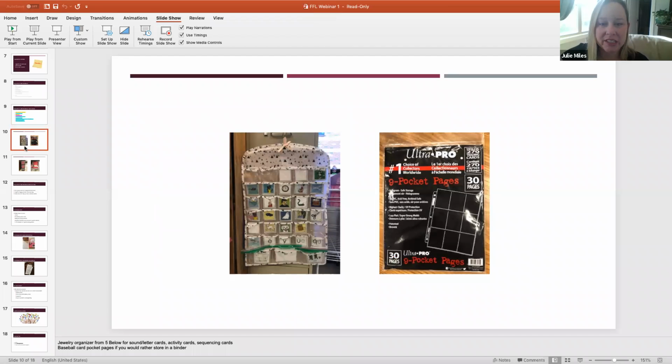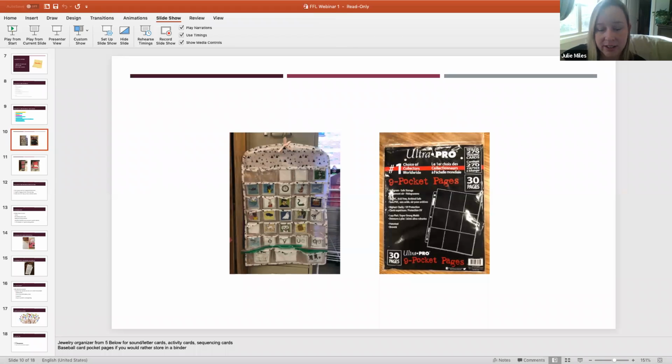Okay, so this is the slide I was talking about. On the left-hand side, there is a picture of the item that I bought at Five Below, and it's a jewelry organizer. It's a hanging one, which is nice because, as you can see, I have it hanging on a file cabinet handle for easy access. All of the sound and letter tile cards fit perfectly in each of those spots. And then down at the bottom left, I'd put my activity cards, my everyday vocabulary cards on the right.